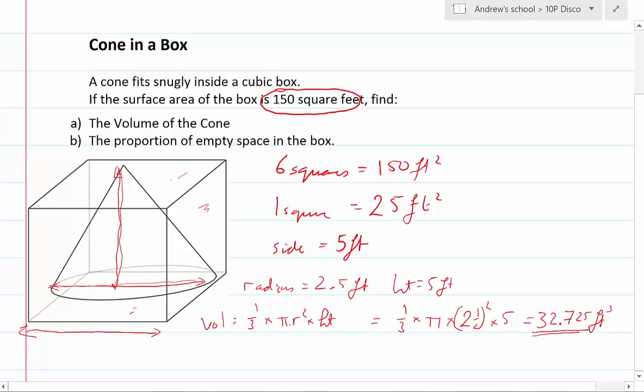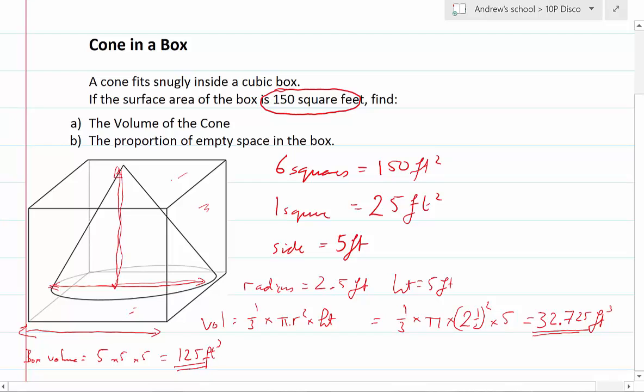The second part of the question is more interesting. What proportion of this cubic box which just packs this cone is empty? In other words, what proportion of it is not occupied by the cone? Well, we know the volume of the cone, so what is the volume of the box? Well, the box is simply a cube of side 5 feet. So the box volume is just 5 times 5 times 5, which is 125 cubic feet.